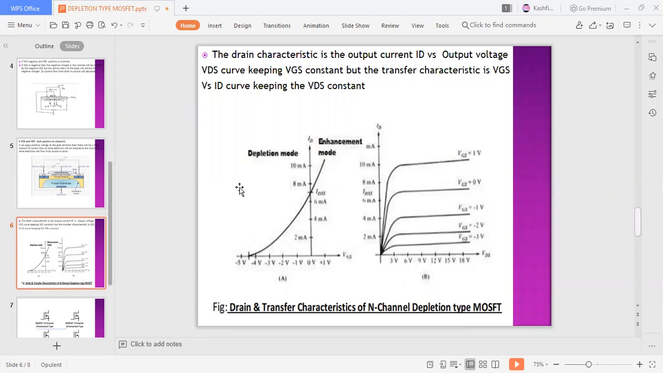Now to get the transfer characteristics from this drain characteristics curve, what we have to do is just draw some horizontal lines corresponding to the VGS. Then for each VGS, we get the current ID, so just mark a point for the corresponding VGS, and join the points, and you will get the transfer characteristics curve for this n-channel depletion type MOSFET. This is how we can get the transfer characteristic from the drain characteristics.